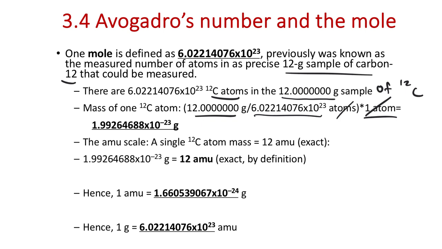It's 99% carbon-12, 1% carbon-13 in the natural abundance, in a natural sample of something containing carbon. In this example, we're saying just assume you have an object that's 100% carbon-12.